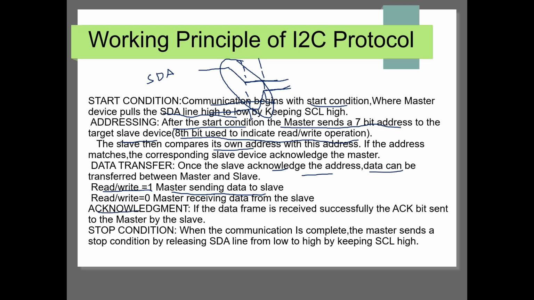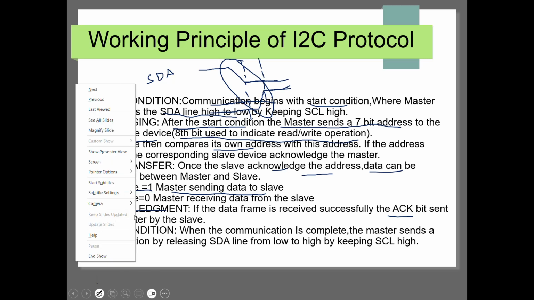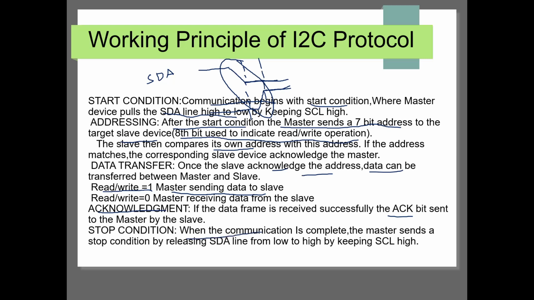Acknowledgement bit: after sending one data frame, if the data frame is received successfully, the slave needs to acknowledge. The acknowledgement bit is sent to the master by the slave, meaning I have received the data successfully. Stop condition: when the communication is complete, the master sends the stop condition.